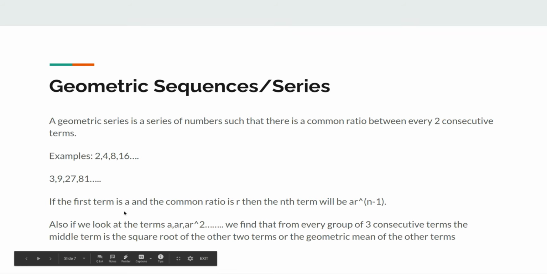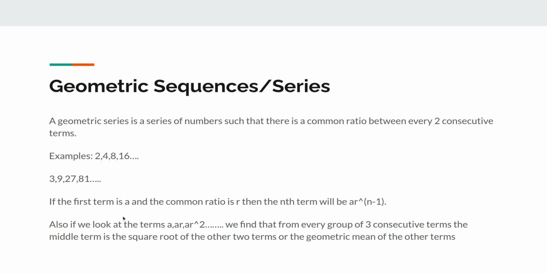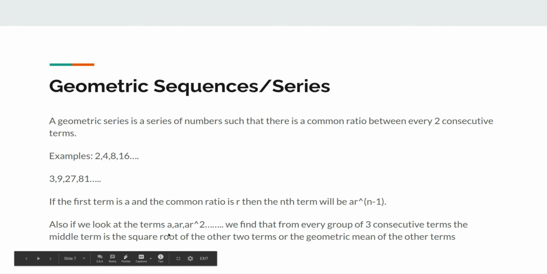So if the first term is a and the common ratio is r, then the nth term will be a times r to the power n minus 1. If you look at three consecutive terms in a geometric series, you notice that the middle term squared is equal to the product of the other two terms.